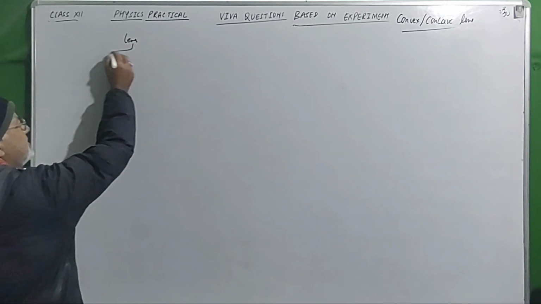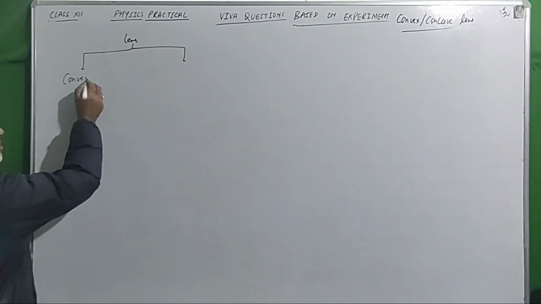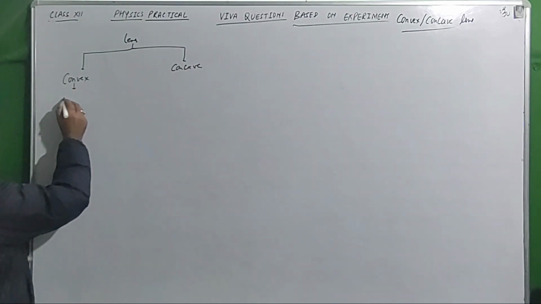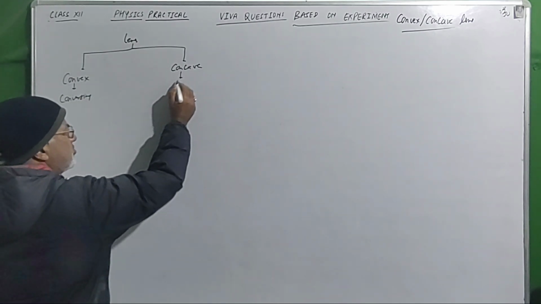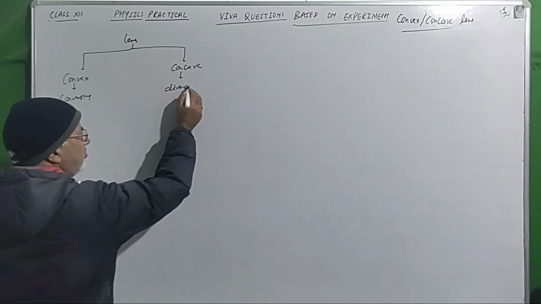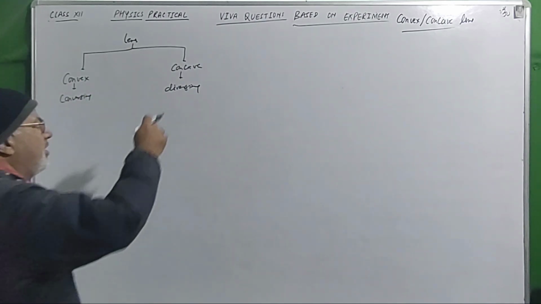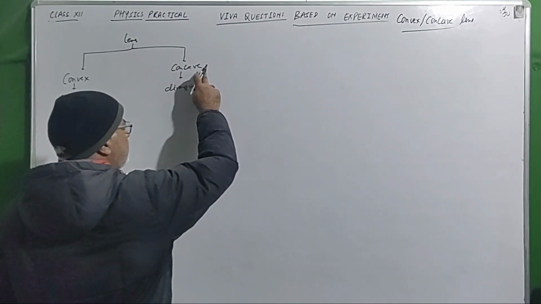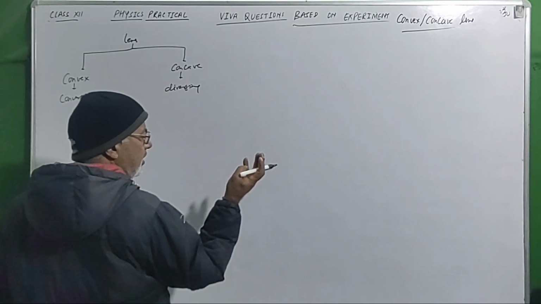What are the kinds of lenses? Lenses are of two kinds. One is convex, which is called a converging lens, and another is concave, which is called a diverging lens. There are various kinds of convex lenses: plano convex, double convex, and concavo convex. Concave lenses are also divided into three types: plano concave, double concave, and convexo concave.